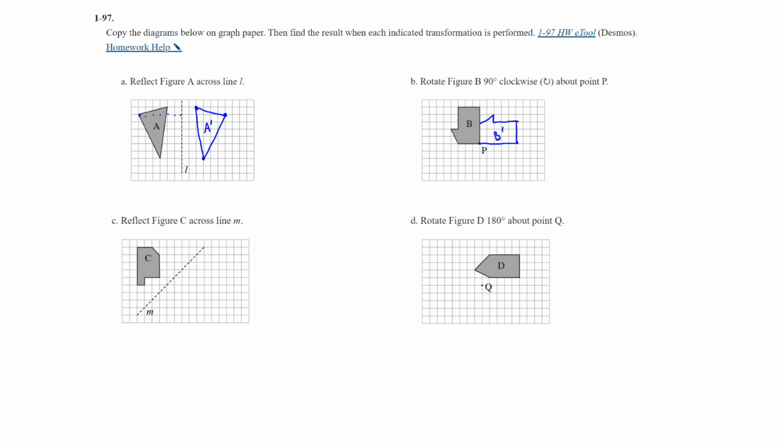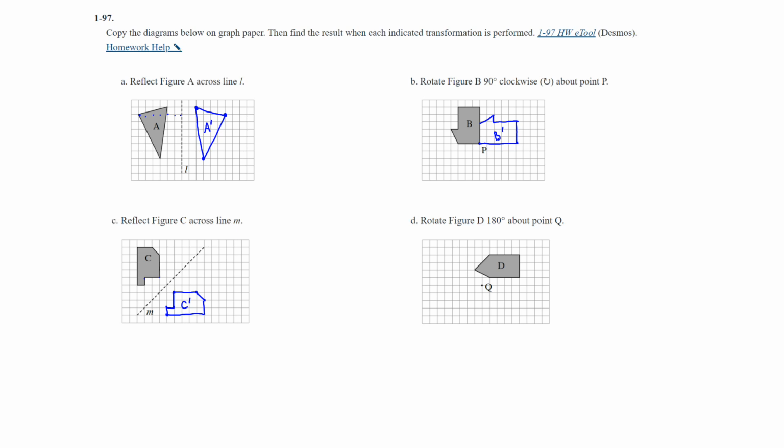Part C, reflect C across the line M. So I'm just going to take each of these points and reflect them across. And so that would be a reflection across the diagonal line.